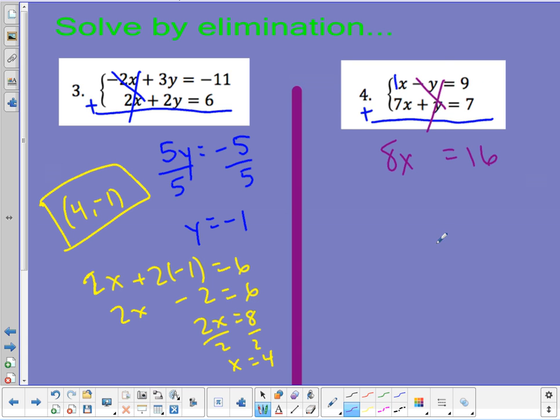So that's what allows me to solve this because my y variable went away. 9 and 7 is 16. Divide by 8. And I'm left with x is equal to 2. Okay, so the y variable dropped out. I was only left with x. I can solve for one variable, so I finished that out.